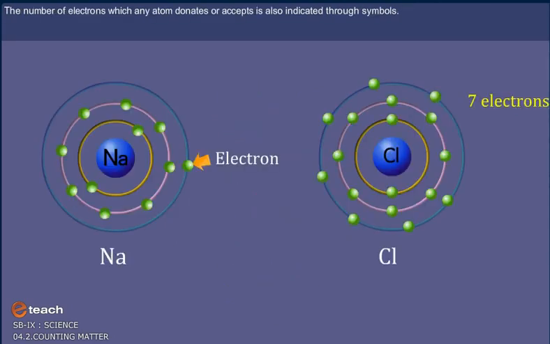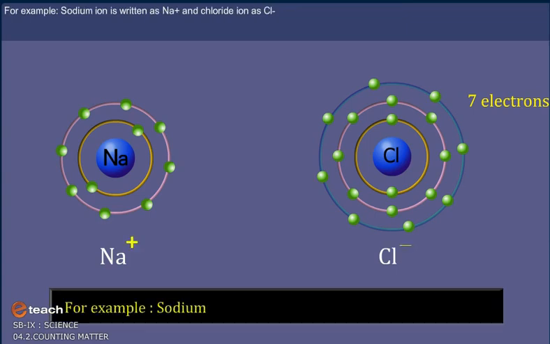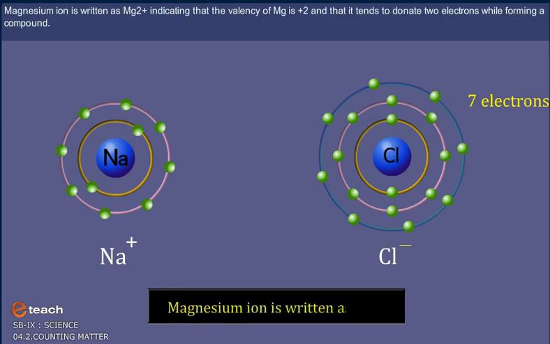The electrons which any atom donates or accepts are also indicated through symbols. For example, sodium ion is written as Na+, and chloride ion is written as Cl-. Magnesium ion is written as Mg2+, indicating that the valency of Mg is +2 and that it tends to donate 2 electrons while forming a compound.